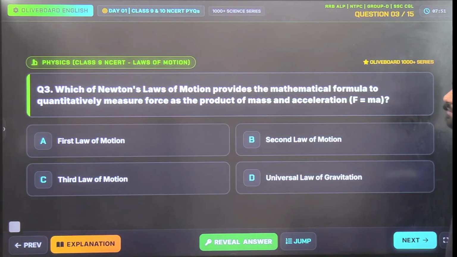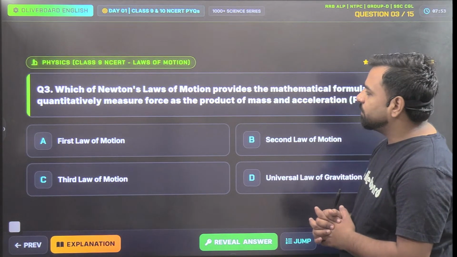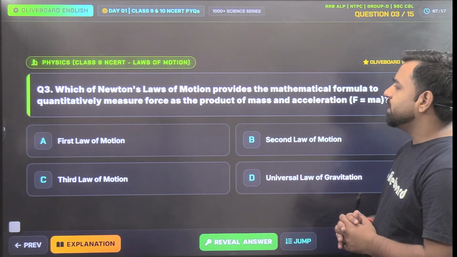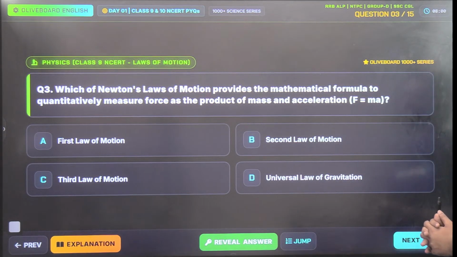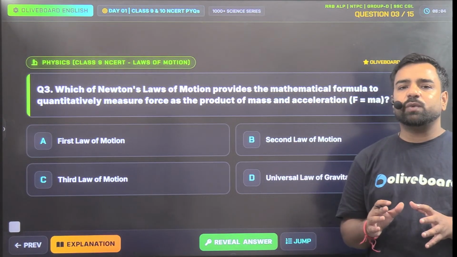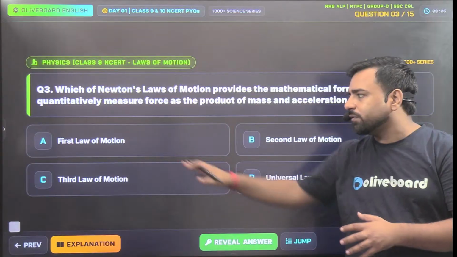Nothing new. Next. Which of Newton's laws of motion provides the mathematical formula to quantitatively measure force as the product of mass and acceleration? In short, it wants to ask you, F is equal to ma is derived from which of the following laws?